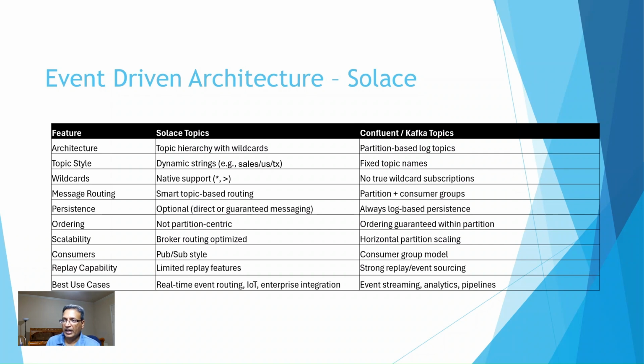Ordering is also not partition-centric, and because it is fire and forget, that's why the order is maintained. The messages that are received first are published in FIFO order. So the ordering is preserved in Solace, whereas ordering is guaranteed within the partition in Kafka and Confluent Kafka. Because Confluent Kafka, as you already know, is a distributed log-based real-time event streaming platform. So that's the major variations that I saw.